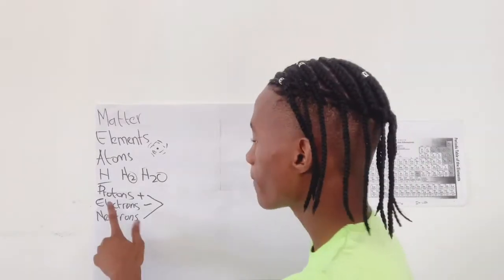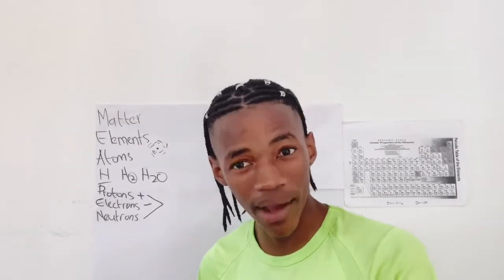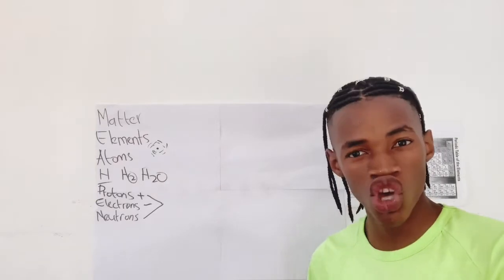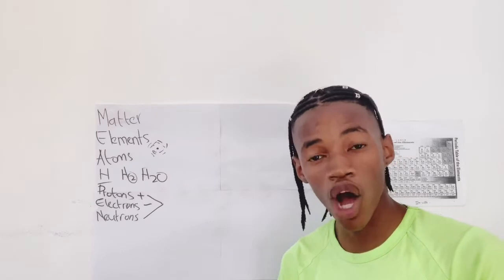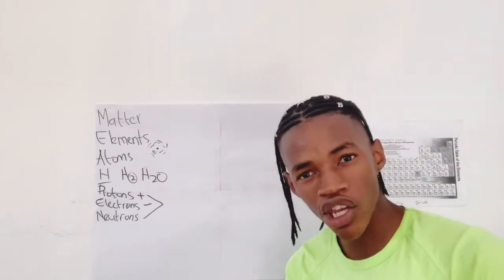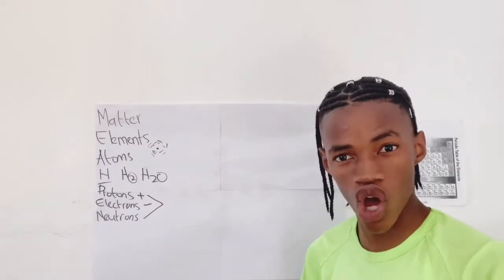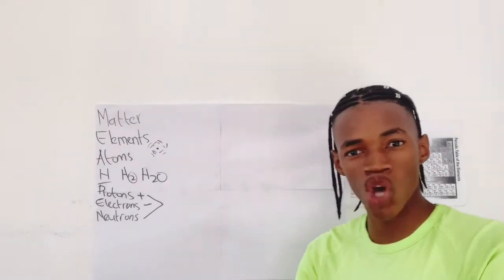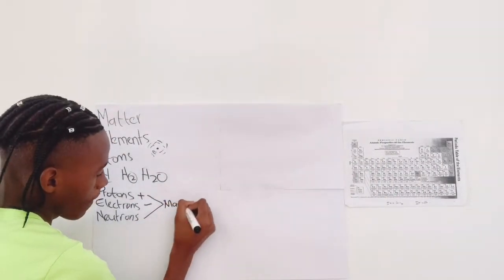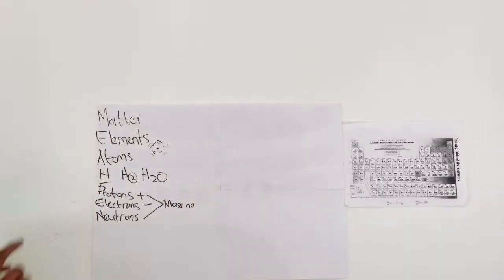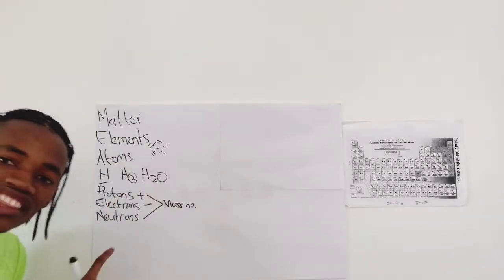And then protons alone make up the atomic number, which is the number that you see on top of each and every element. The atomic number is the number of protons. And then when you put together neutrons and protons, you get the mass number. Yes, the mass number. So the mass number is composed of the protons and the neutrons.